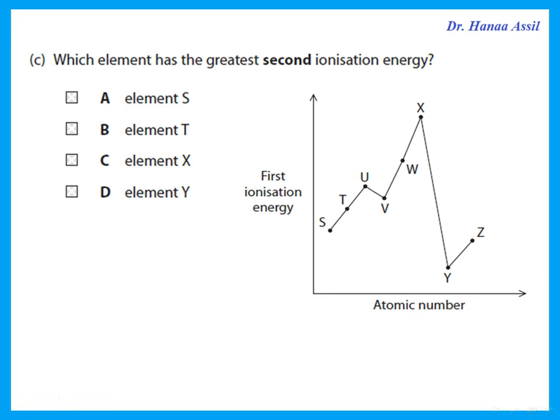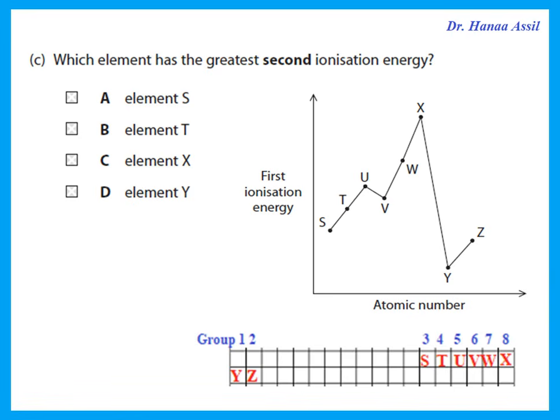Which element has the greatest second ionization energy? Remember that when there is a jump from the first to the second ionization energy, that means the element was in group 1. Because in group 1, Y for example, it had 1 electron in its outermost shell. Now, if I try to do a second ionization energy, then we're going into the inner complete shell nearer to the nucleus. So you will have a huge jump in the ionization energy when you try to remove the second electron.